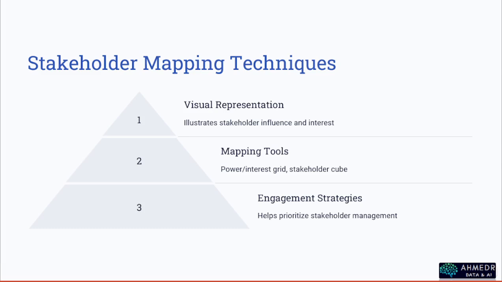Stakeholder mapping techniques. Mapping techniques like the power interest grid and stakeholder cube visualize the stakeholder influence and interest level in the project. And these tools enable the project managers to categorize the stakeholders based on their power and interest in the project and develop tailored engagement strategies.